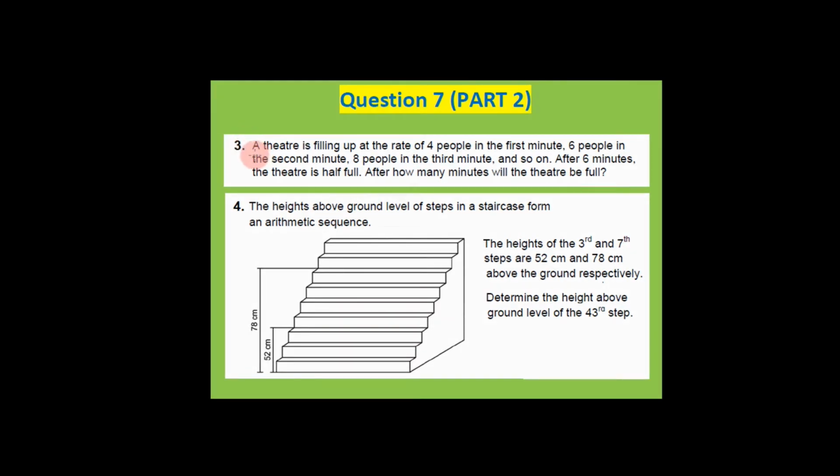In number 3 here it says, a theatre is filling up at the rate of 4 people in the first minute, 6 people in the second minute, 8 people in the third minute, and so on. After 6 minutes, the theatre is half full. After how many minutes will the theatre be full? We can start by working out how many people there are in the theatre after 6 minutes, because we know that this is when the theatre is half full.